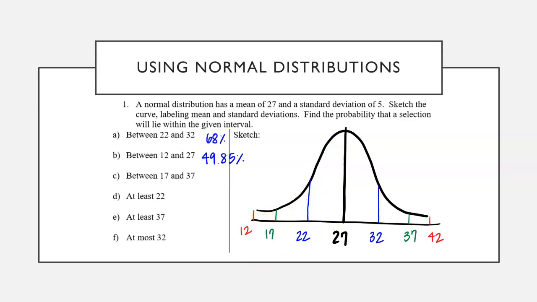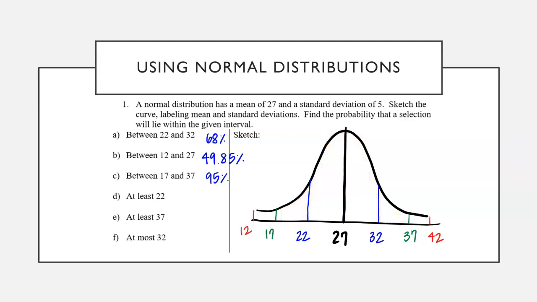C. Between 17 and 37. 17 and 37 include exactly 2 standard deviations above and below the mean. The empirical rule states that that would include 95% of the data values.